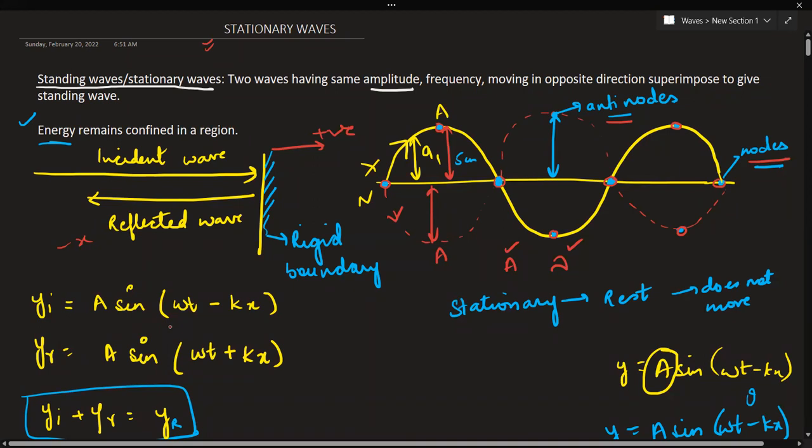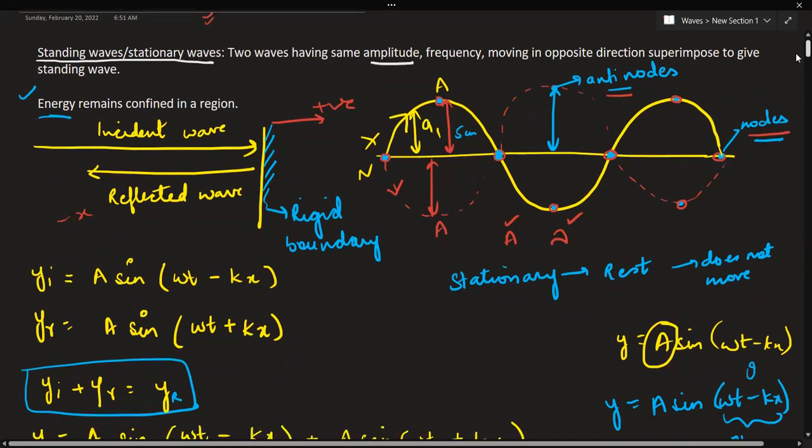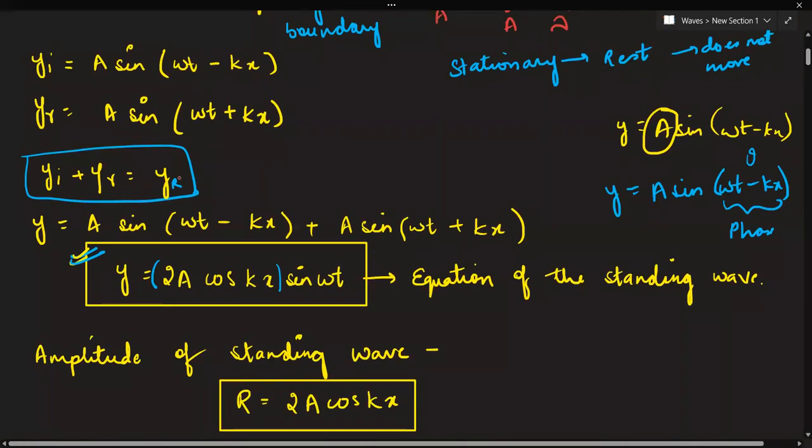Now, in the case of stationary waves, what happens? One wave is moving in this direction, the other wave is moving in the opposite direction. Since the rest of the quantities are the same, the amplitude and the frequency, the only difference is in the direction. I'll be using the superposition principle, meaning my resultant displacement will be the vector addition of the individual displacements of the incident and reflected waves. Can I write it like this?